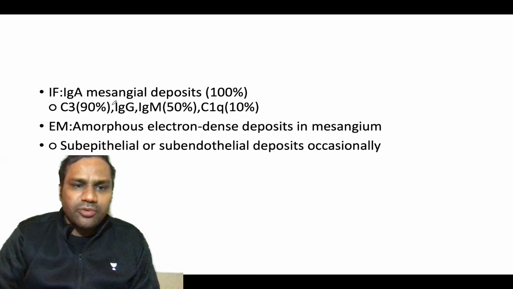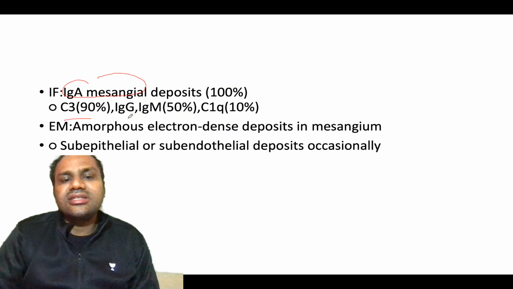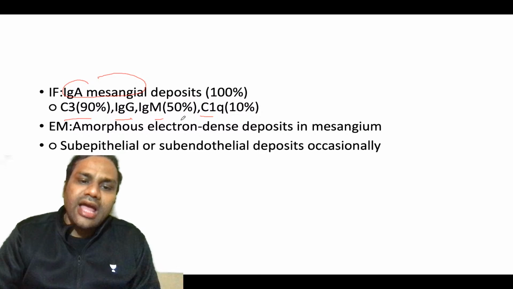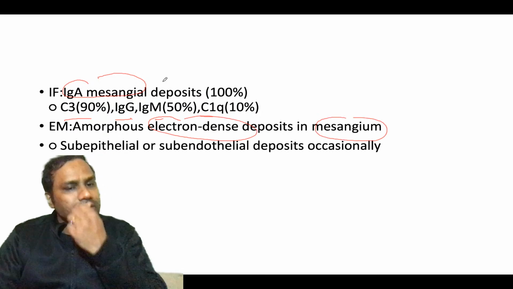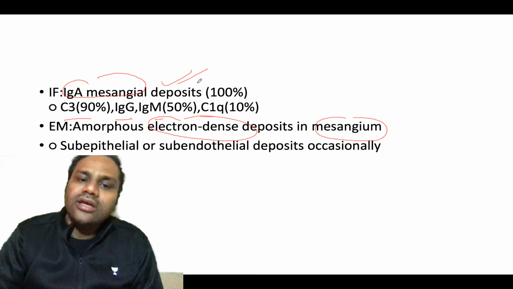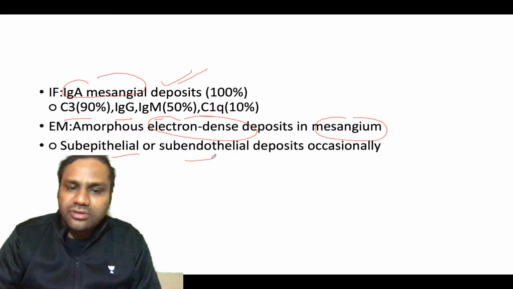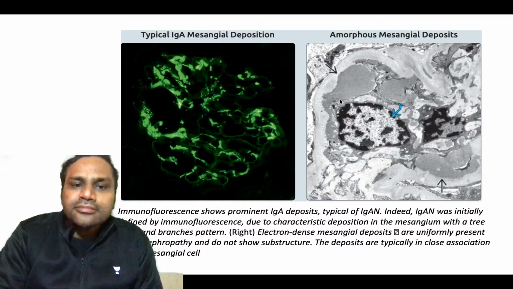IF will show mesangial deposits; IgA will be depositing mesangially. Okay, others there can be C3, IgG, IgM, C1q, anything. And on EM there will be amorphous electron dense deposits in the mesangium. Okay, so this is IgA mesangial deposits. You can also see subepithelial and subendothelial deposits, but the major one is mesangial deposition in IgA.